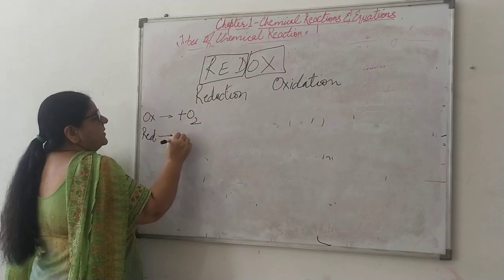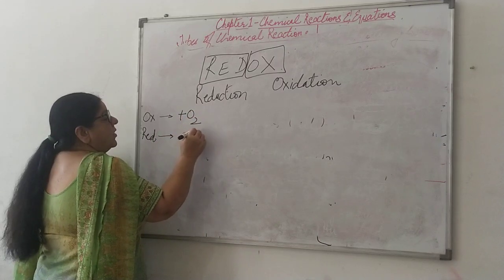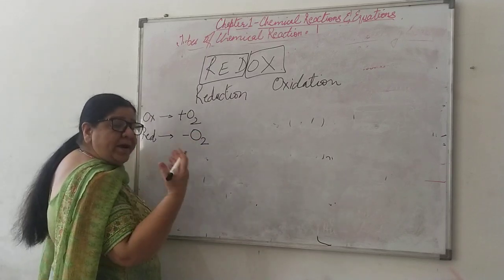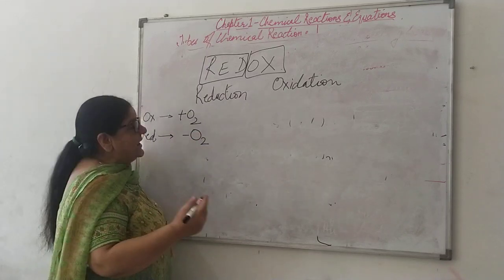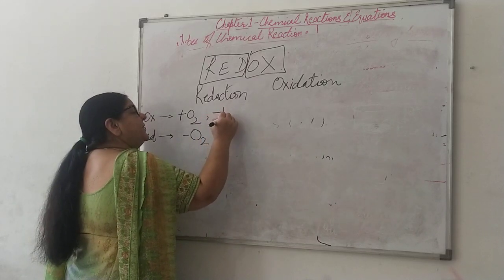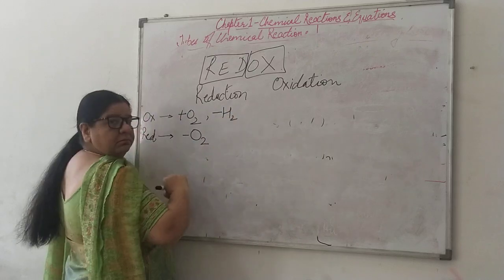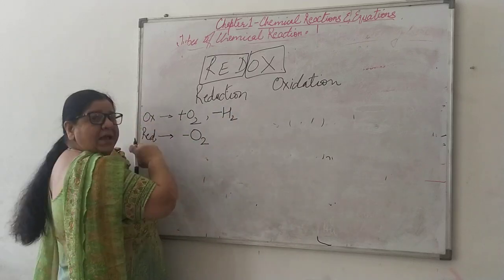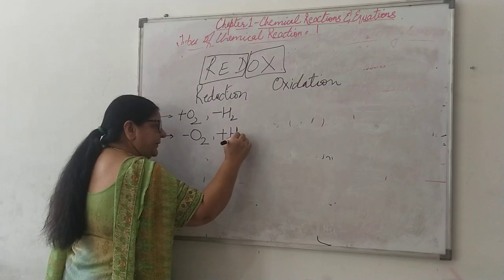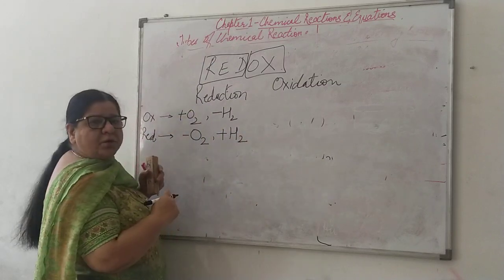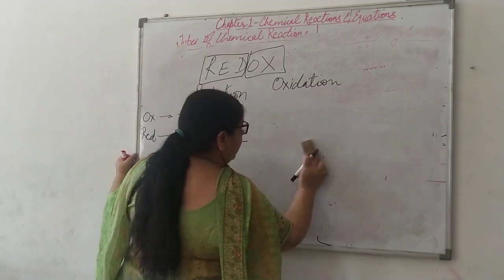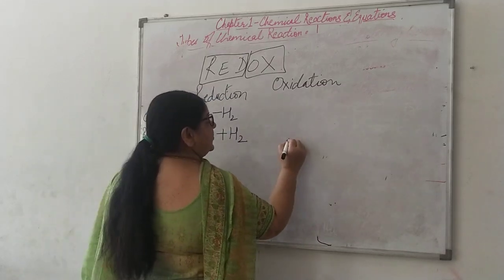In reduction, what is happening? Oxygen is removed. There is one more definition for this, that is just the opposite of here. If hydrogen is removed, then also it is known as oxidation. And if hydrogen is added, then it is known as reduction. Just the opposite. Like just now we did this example.